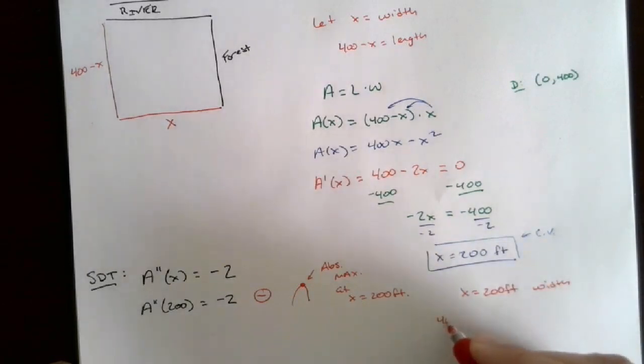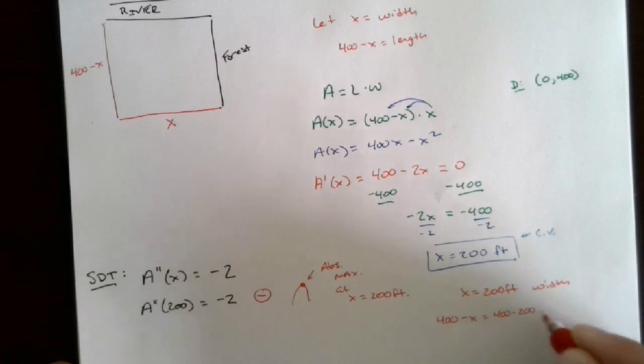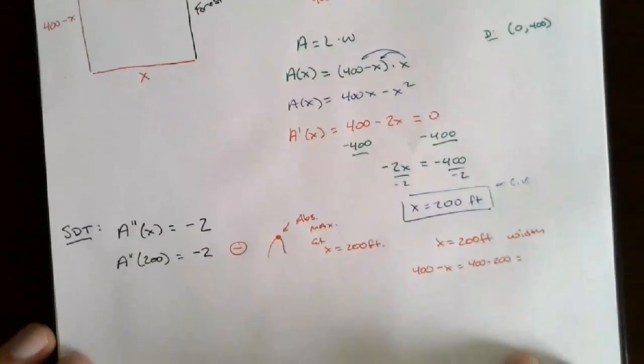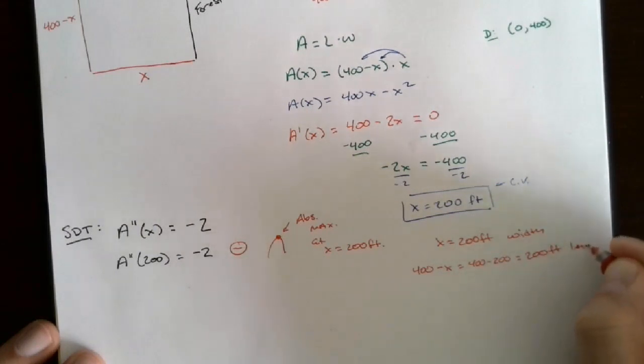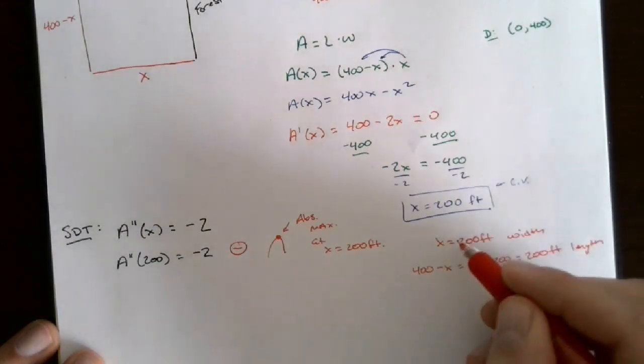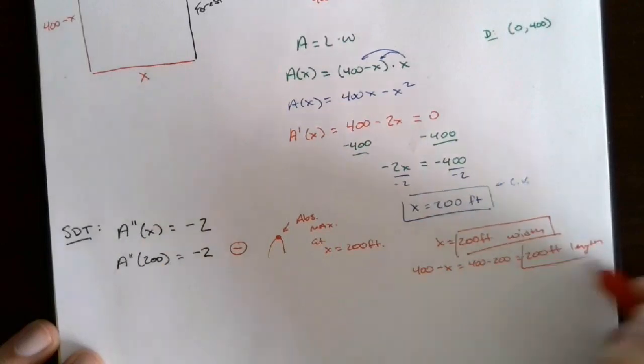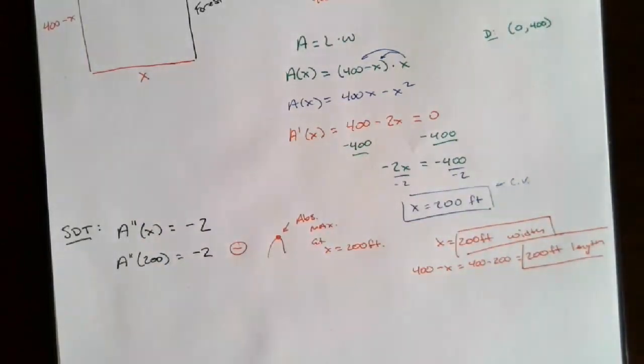And then 400 minus x, which is 400 minus 200. Well, that'll equal 200 feet for the length. So you've got 200 feet for the width, 200 feet for the length. So in this case, it ended up being square. It doesn't always come out like that.